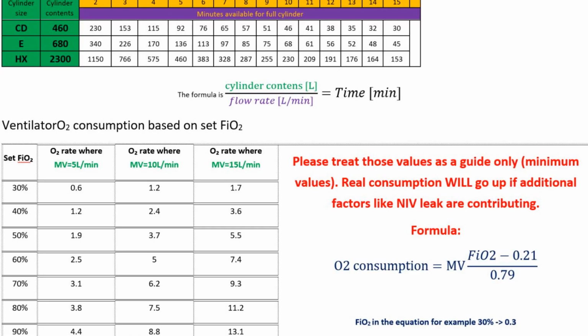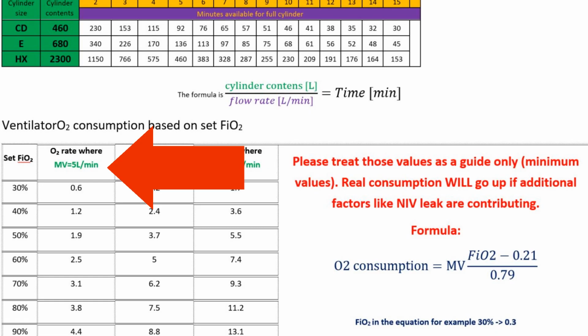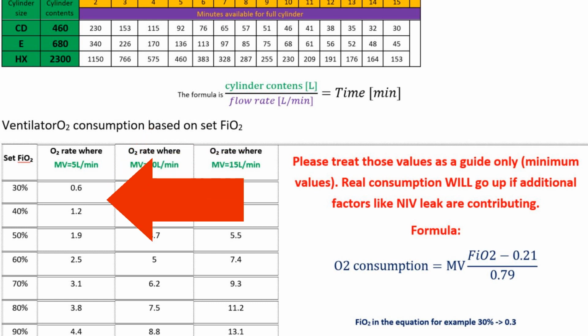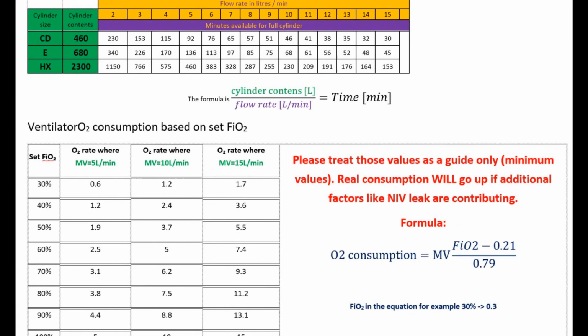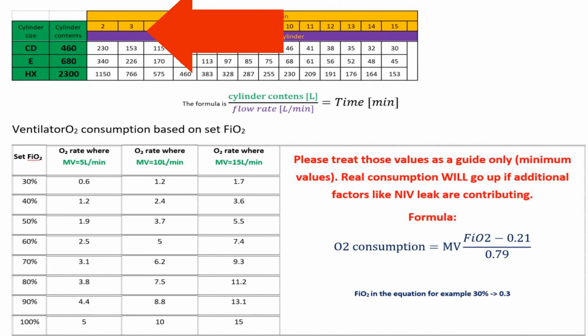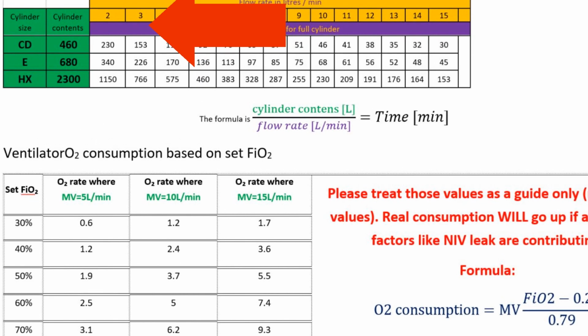Before leaving the unit, connect the patient to the transport ventilator and allow enough time for the observations to stabilize. During this time, check the minute volume on the ventilator screen. Once you know the usual minute volume and the set FiO2, use the lower table to find the oxygen consumption. In this example, the minute volume is up to 5 liters per minute, and FiO2 is 70%. The table gives an oxygen use of 3.1 liters per minute.